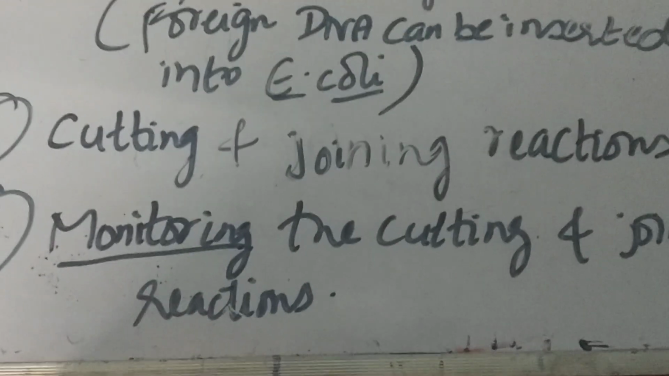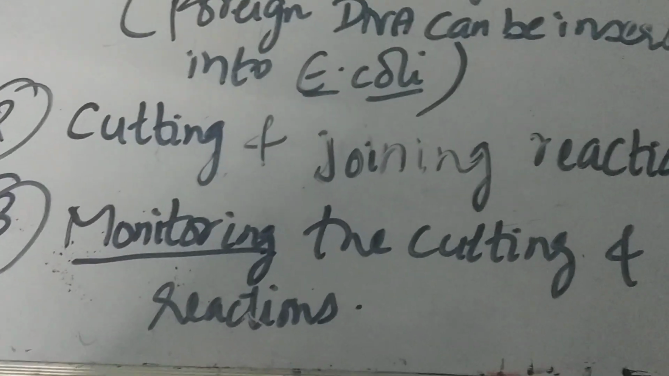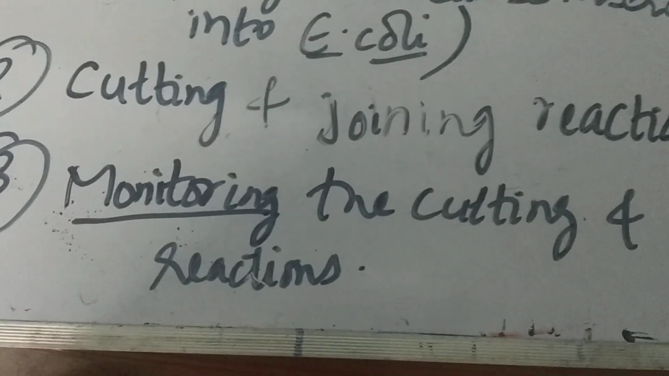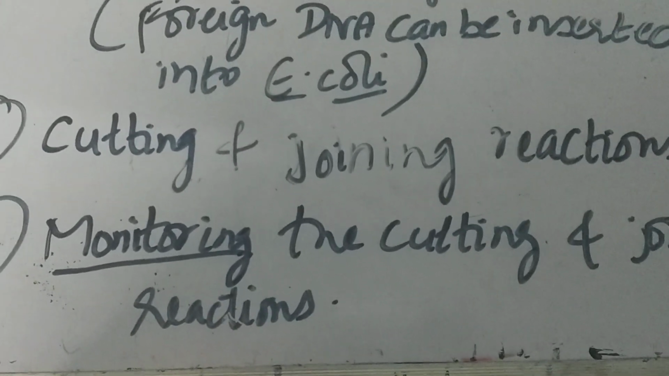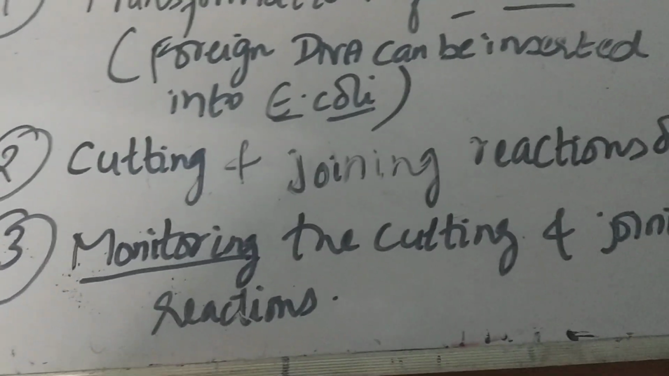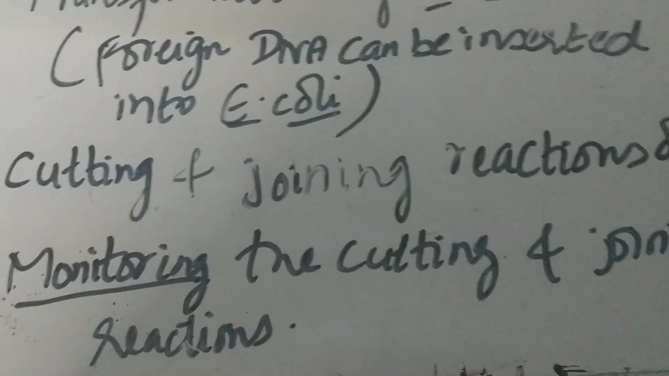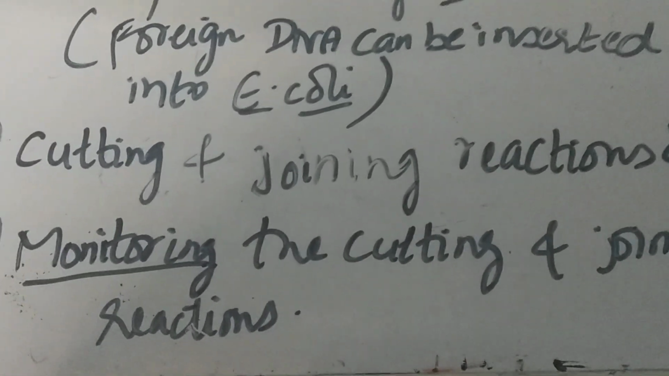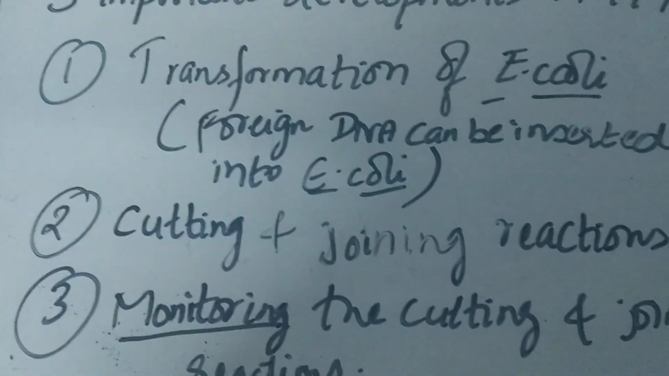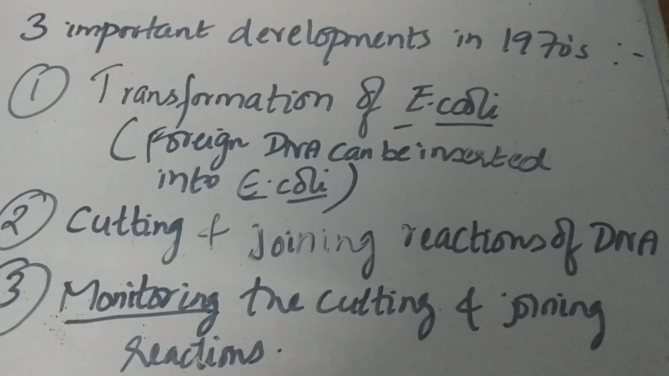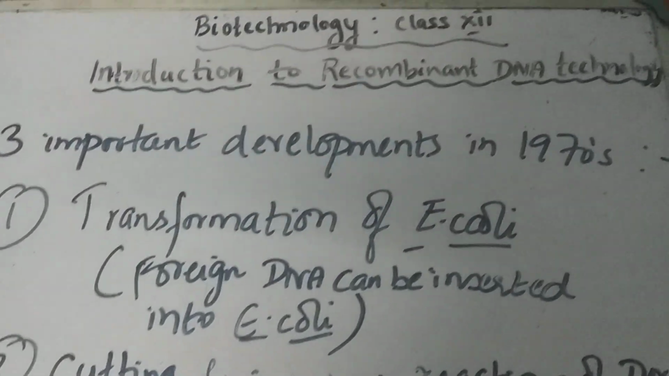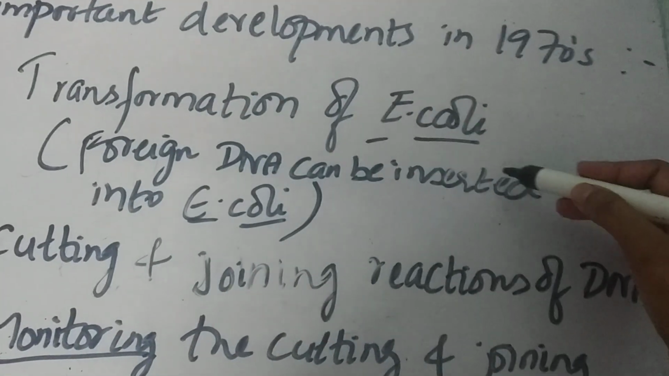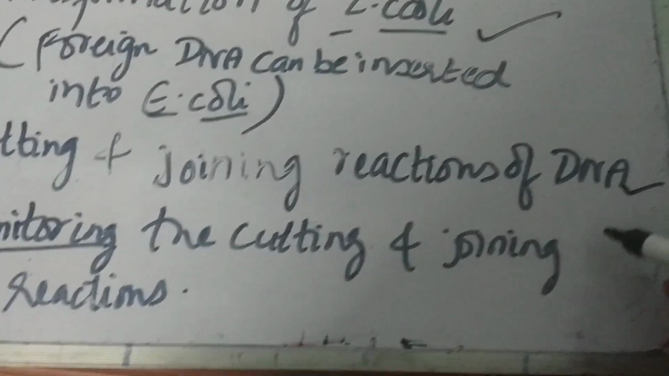So, just by telling, you cannot believe it, you need proof in science. So, when we say monitoring the cutting and joining reactions, it means they found out mechanisms by which they could actually make out whether they have actually cut the DNA or they have actually joined the DNA and whether it has been successful or not. This is what they were able to do. So these three developments are very, very, very important for us biotechnologists, and for recombinant DNA technology. Transformation of E. coli, cutting and joining reactions of DNA, monitoring the cutting and joining reactions.